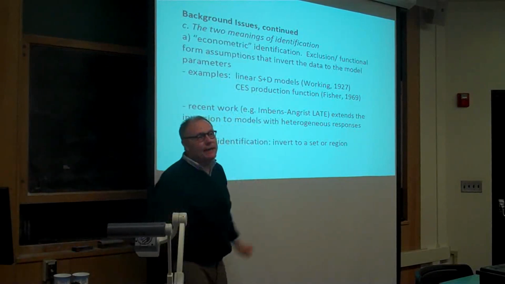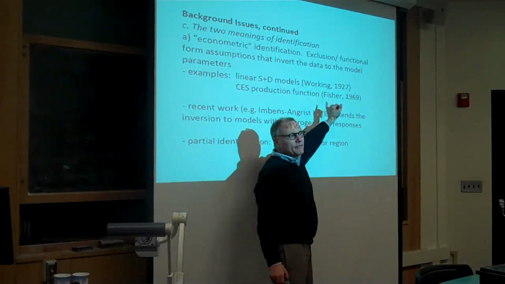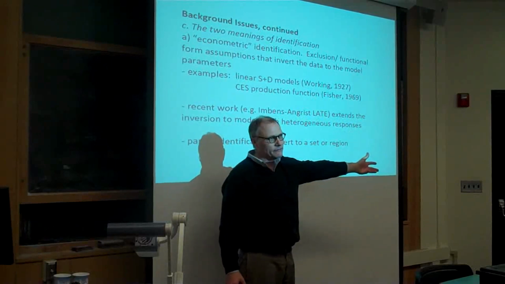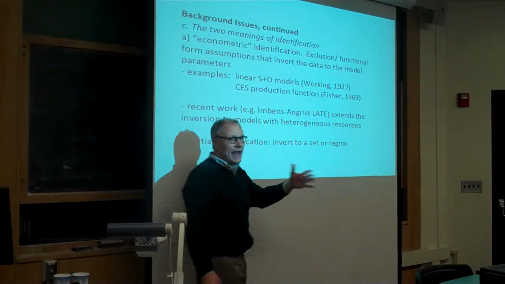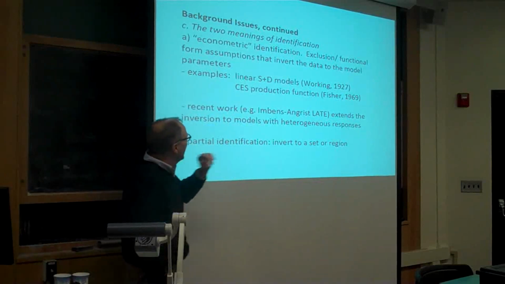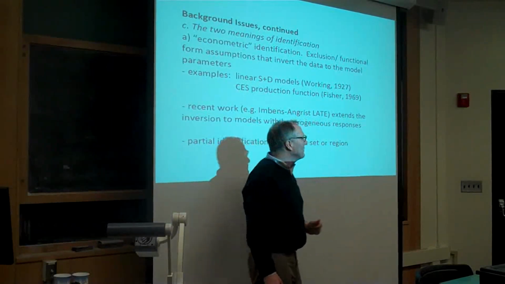Linear supply and demand models, the famous papers, this is Working, sort of figured out that there's something wrong with running a regression of price on quantity and calling that the demand curve. And then it took all the way to Haavelmo to say, well, if you've got a demand curve and a supply curve, how do you interpret that? CES production functions, this is something that used to be known, not known so much anymore.